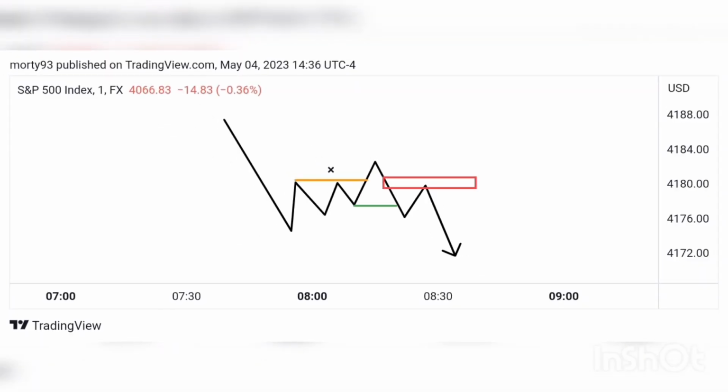Firstly, I'm going to show you just a diagram, a simple method that I use to get into a trade. It's basically just a run on stops, then waiting for a shift in market structure, then entering on a fair value gap.